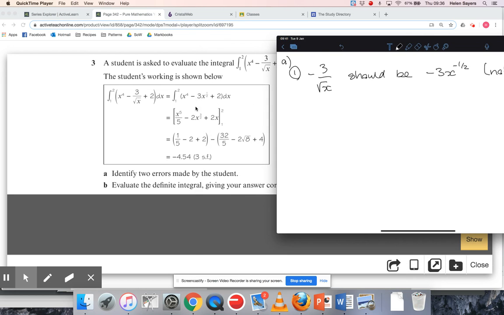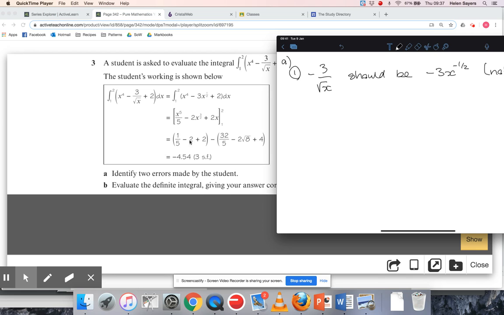Okay, right, so reading on, have they then integrated everything correctly? Yeah, that's absolutely fine. They've increased the power by 1 and divided by 5. They've increased the power to 3 over 2. So although that's obviously not the correct answer, that does follow through their working. So I wouldn't say that was a mistake. Okay, so then they should be substituting in 2 and 1 and subtracting. And at a glance, that's kind of what they've done.